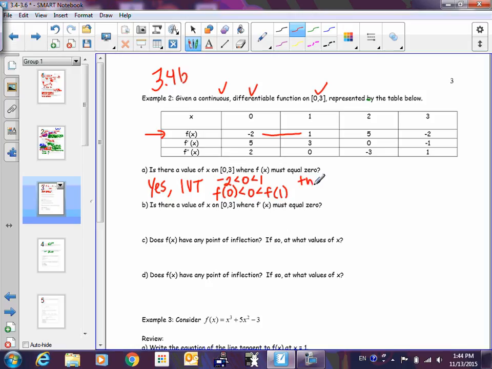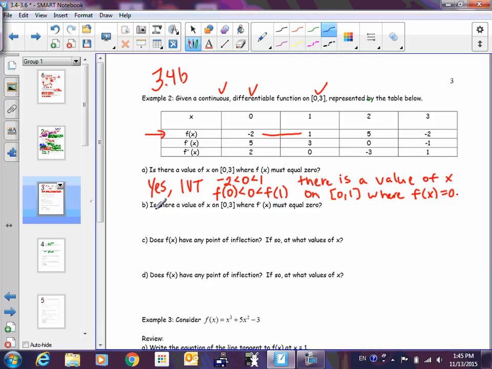So there must be a value, or I'm not going to get that technical, there is a value of x on, and I'm going to list just the interval I'm talking about, 0 to 1. That's what I'm showing, and so that definitely takes care of the bigger interval, where f of x equals 0. Okay?